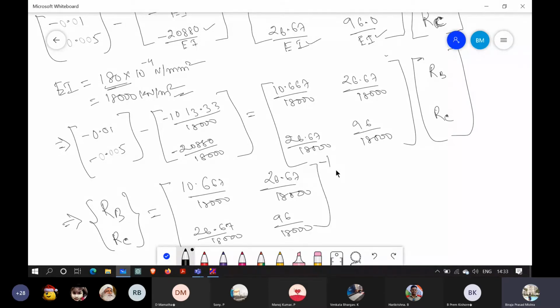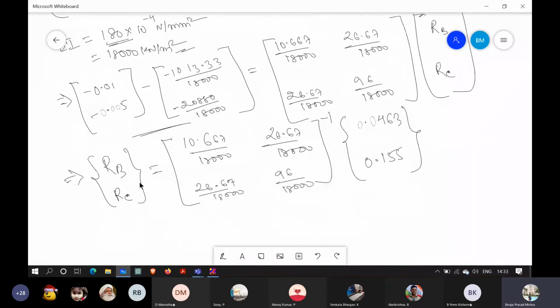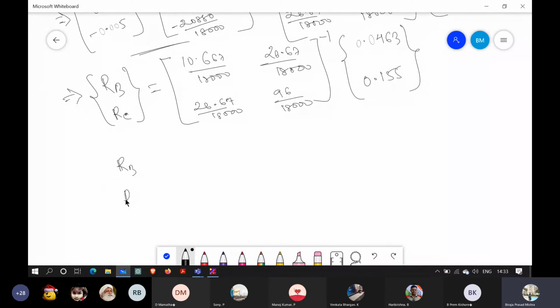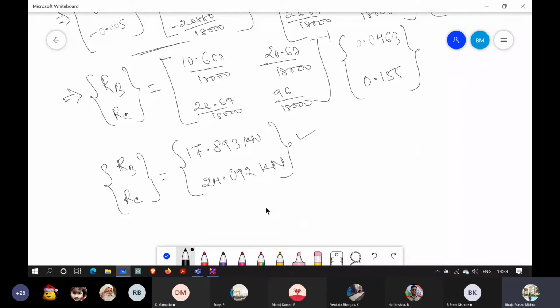Inverse of this one, into, if you do this one, it will be 0.0463 and 0.155. So finally the RB and RC values: RB equals 17.893 kilonewton, and RC is 24.092 kilonewton. Okay, so the redundant forces are like this.